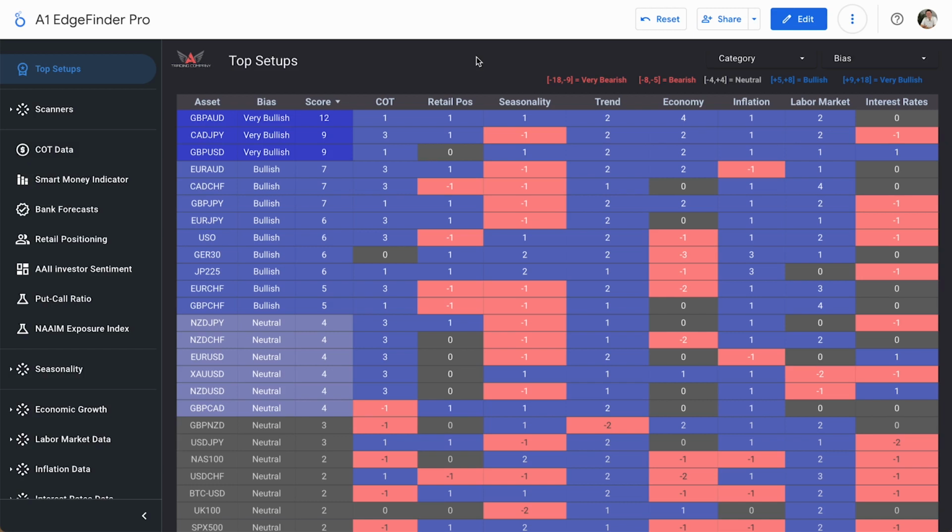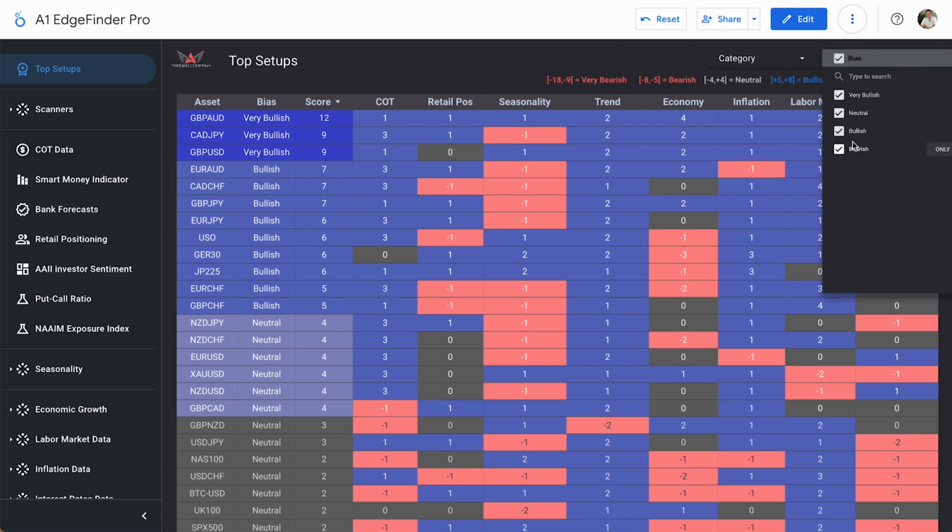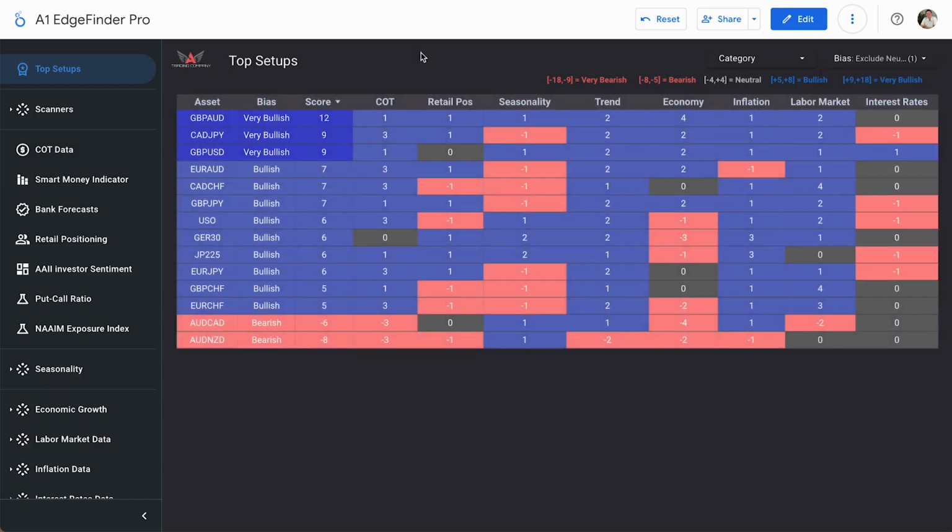indicator. But before we get to all that, I just wanted to show off the top setups page here for you. I'm going to remove these neutral biases, and here we go. So for Monday, February 26th, this is our complete list so far of all of our bullish and bearish biases.